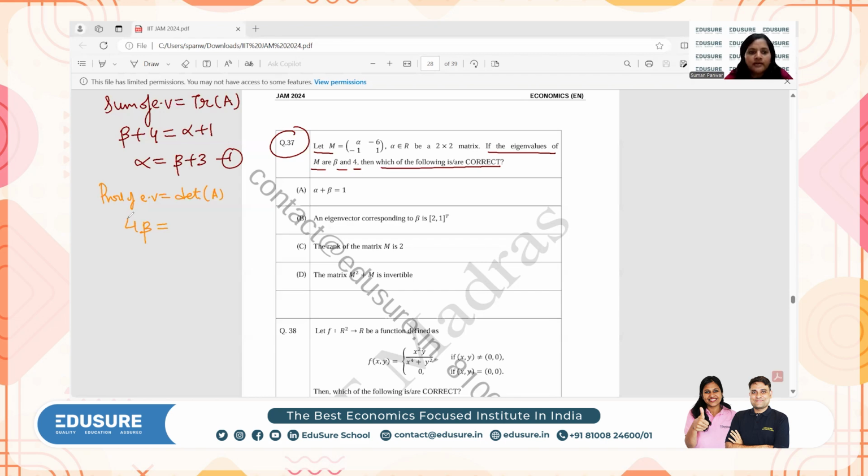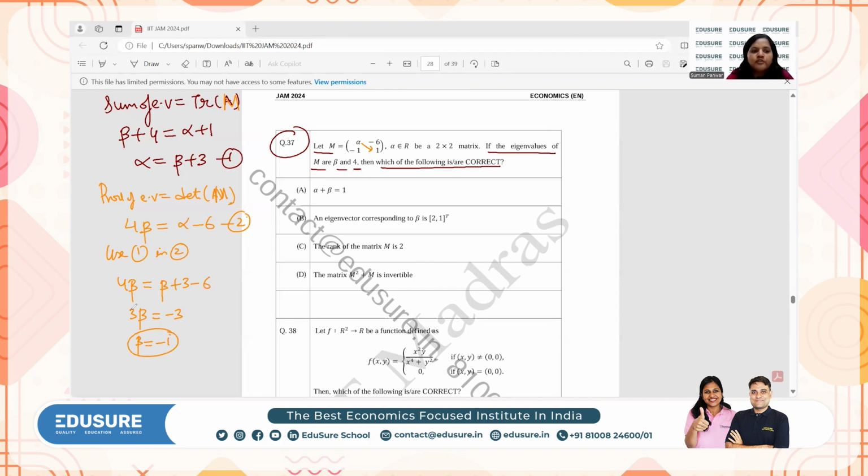So here the matrix is M actually. So determinant of M is alpha into 1 minus 6 into minus 1, that is alpha minus 6. This is equation number 2. So if we use 1, we will have 4 beta equals beta plus 3 minus 6. So we will have 3 beta equals minus 3. So we will have beta equals minus 1.